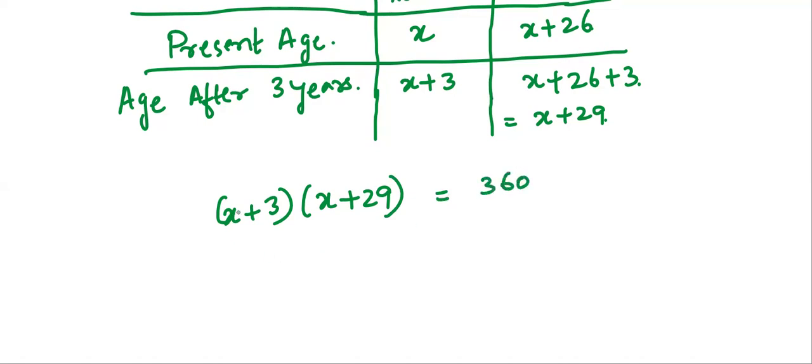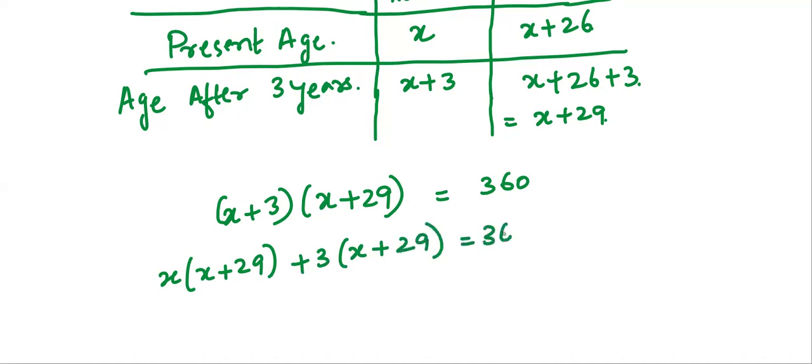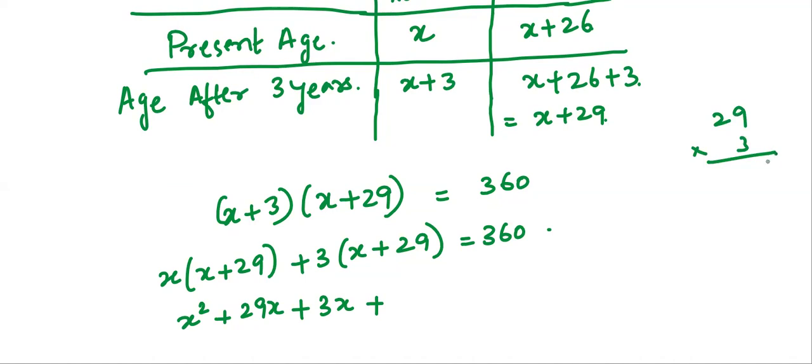Now let's solve this one. x into (x plus 29), then plus 3 into (x plus 29), which is equal to 360. x into x will become x square, 29 into x will become 29x, 3 into x will become 3x, and 3 into 29 will become 87. This is equal to 360.